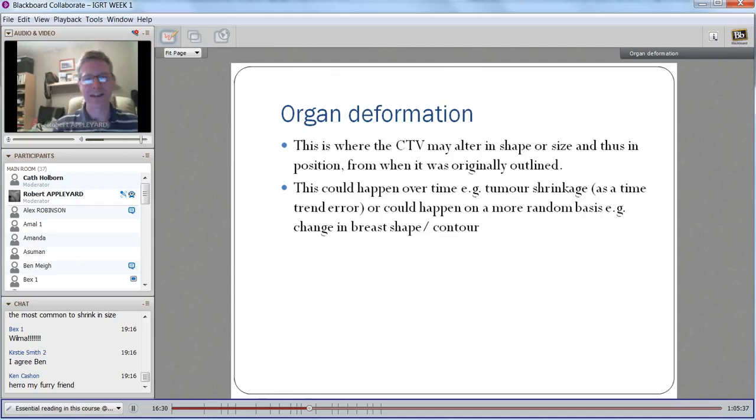But this is particularly important in some cases. So, for example, in the delivery of treatment for prostate cancer.